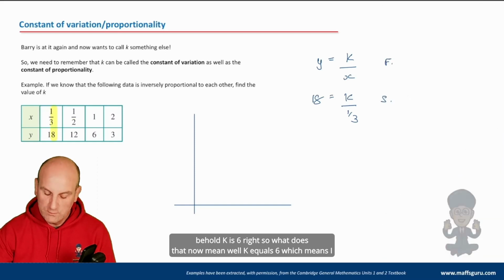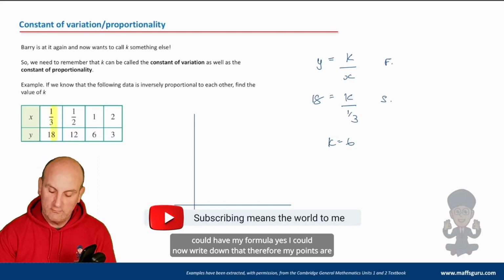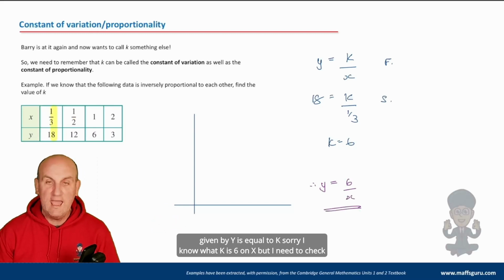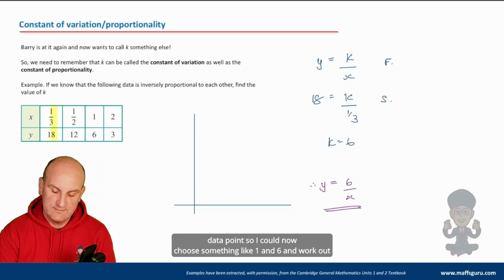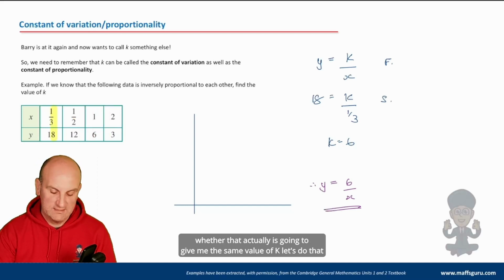Right. So what does that now mean? Well, k equals 6, which means I could have my formula. Yes, I could now write down that therefore my points are given by y is equal to k, I know what k is, 6 on x. Yay! But I need to check that. And I can check that in two different ways. I can either take another data point. So I could now choose something like 1 and 6 and work out whether that actually is going to give me the same value of k.